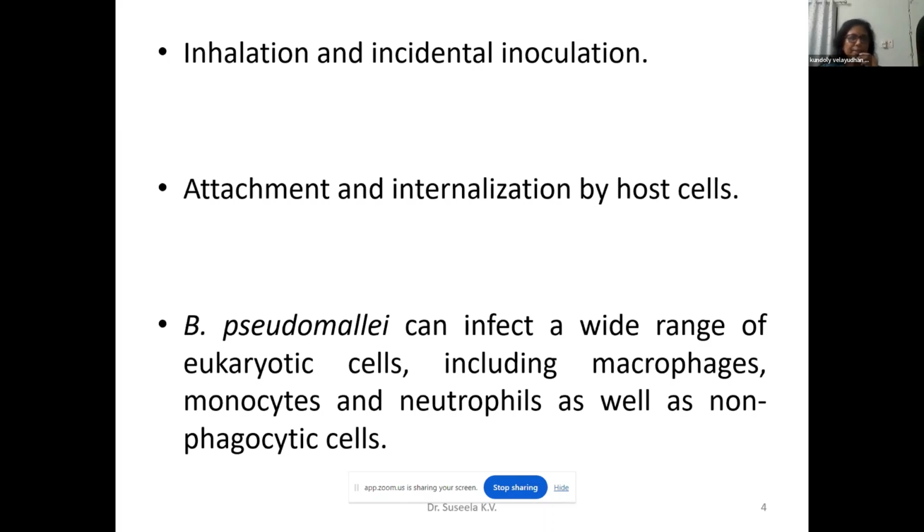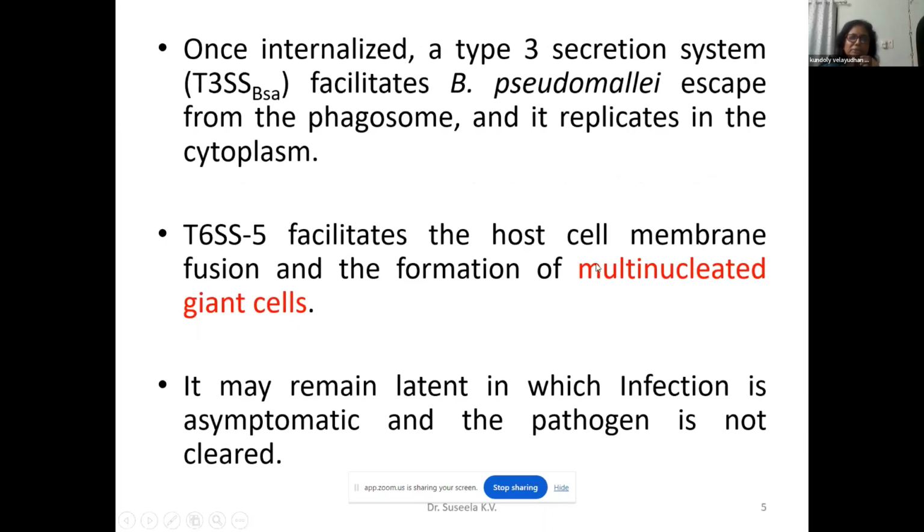Burkholderia pseudomallei can infect a wide range of human cells, including macrophages, monocytes, neutrophils, as well as non-phagocytic cells. Once internalized, there are secretion systems present in the bacteria. Particularly the type 3 secretory system can facilitate the bacteria to escape from the phagosome. So it is not destroyed in the phagosome, and it replicates in the cytoplasm. Another secretory system, the T6, facilitates host cell membrane fusion, and there are multinucleated giant cells. This occurs usually in chronic cases of melioidosis.